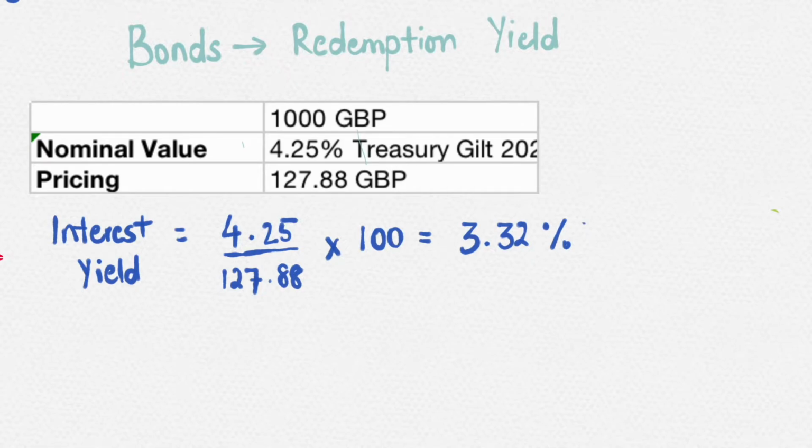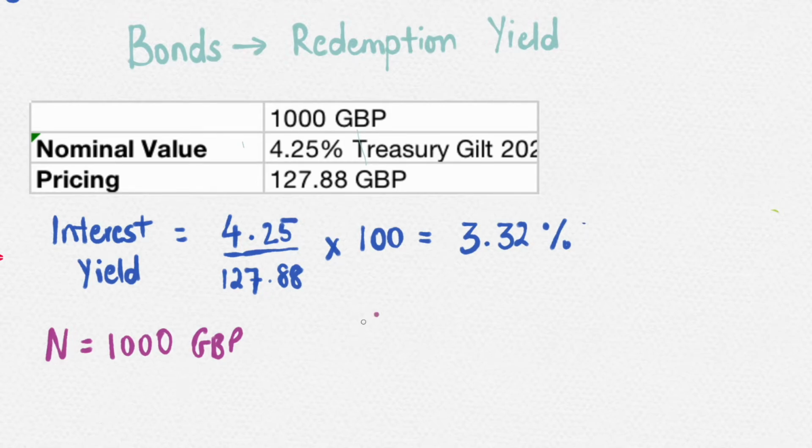Now you want to know whether it's going to give you a gain or a loss if you held it to the maturity period. So the first thing to keep in mind is when you get your bond repaid to you at maturity, you are repaid the nominal amount. So the nominal amount is 1000 GBP, right? And the pricing you have as of now is £127.88.